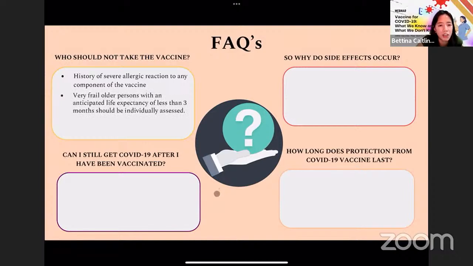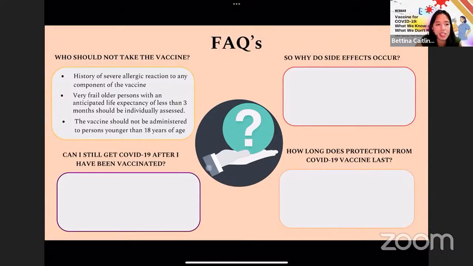Vaccination is recommended by doctors for older people due to the high risk of contracting COVID-19. Very frail older persons with anticipated life expectancy of less than 3 months should be individually assessed by doctors. The vaccine should not be administered to persons younger than 18 years of age because it is still pending results for further studies.